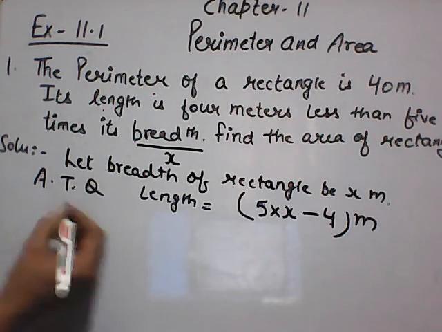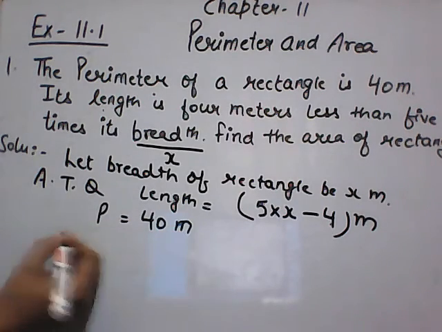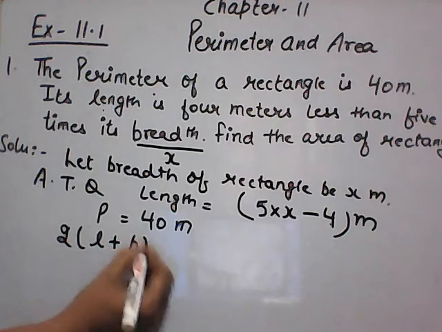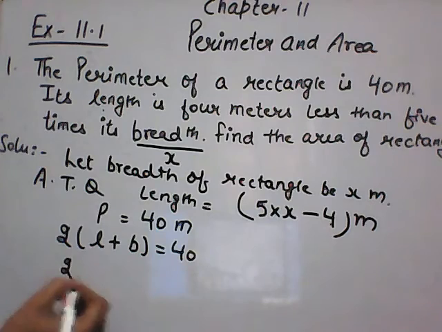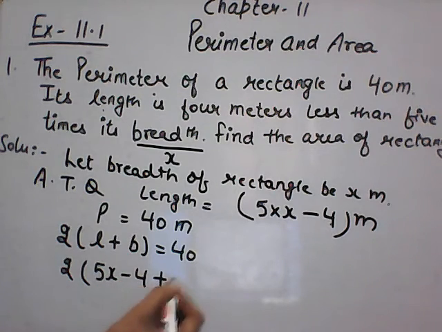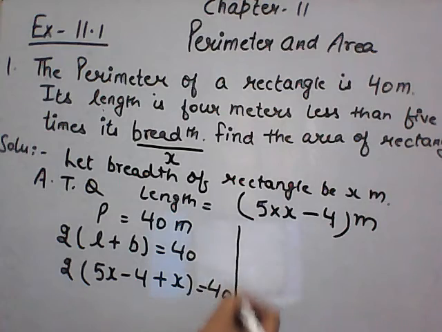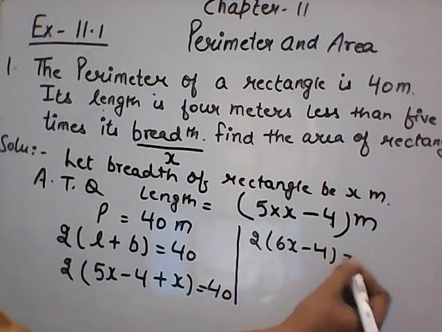Now perimeter is given to you, 40 meter. We know the formula of perimeter is 2 into (length plus breadth), that is equal to 40 meter. Now put the values of length and breadth: 2 into (5x minus 4 plus x) equals 40. Now 5x plus x is 6x, so 2 into (6x minus 4) equals 40.